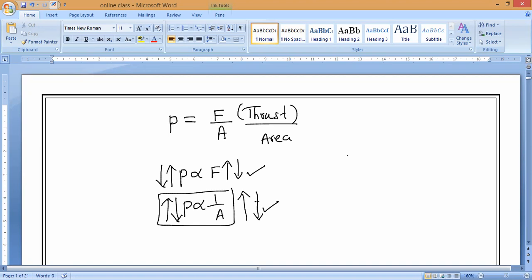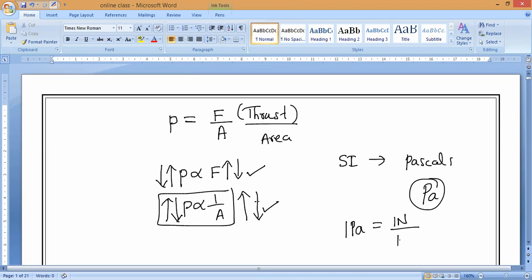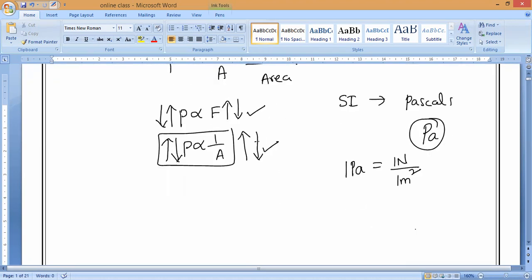So now we start. What is the SI unit of pressure? Pascal, which we represent with a capital P and small a. In the last class I told you, 1 Pascal is equal to 1 Newton per 1 square meter. Is it yes or no? So whenever you see 1 Pascal, you can write 1 Newton per square meter. This is the unit of pressure. So we measure pressure in pascals, and 1 Pascal is equal to 1 Newton per 1 square meter.